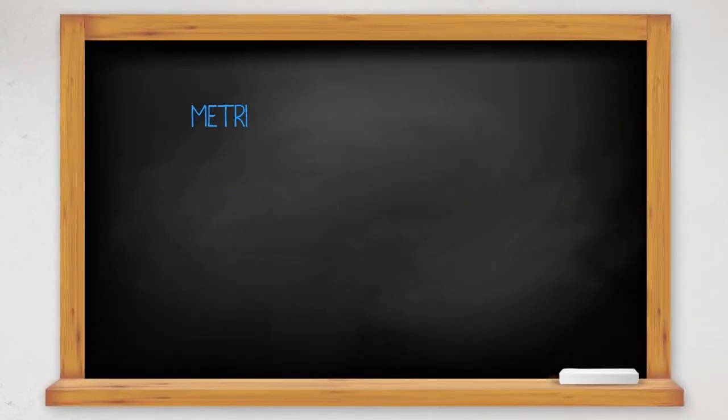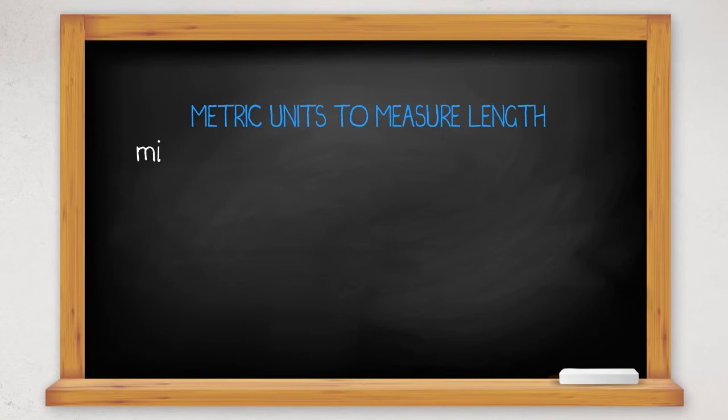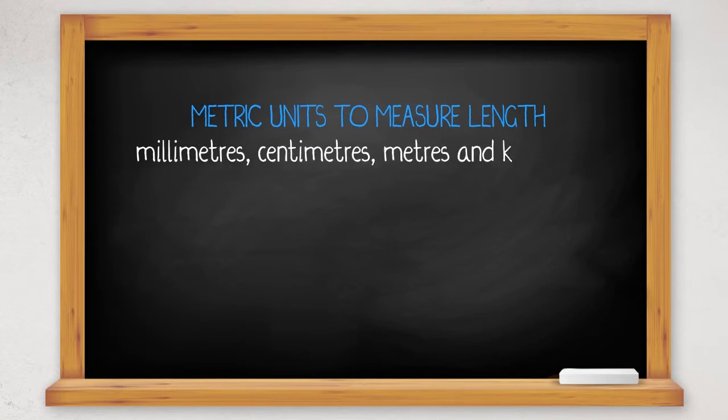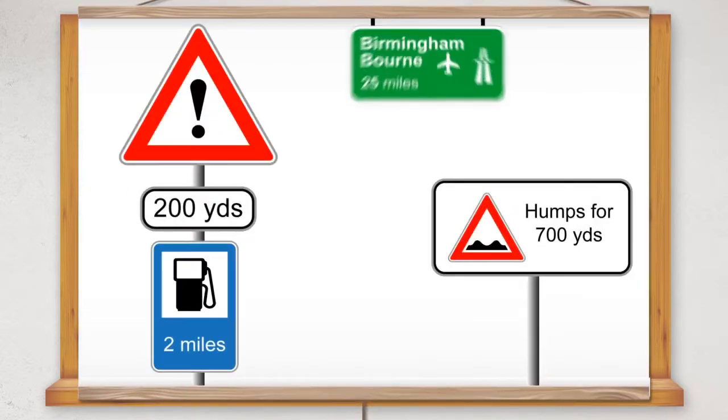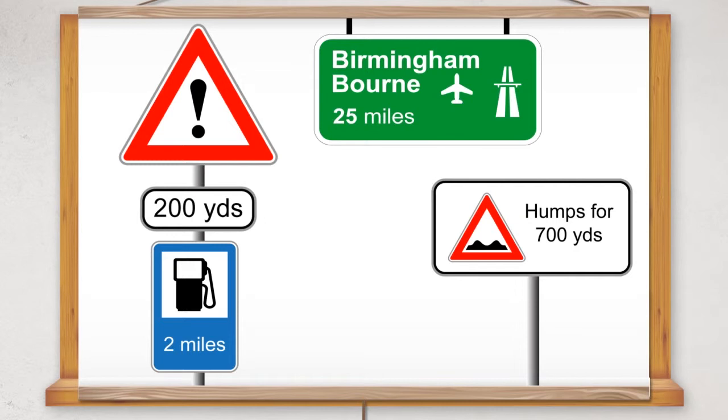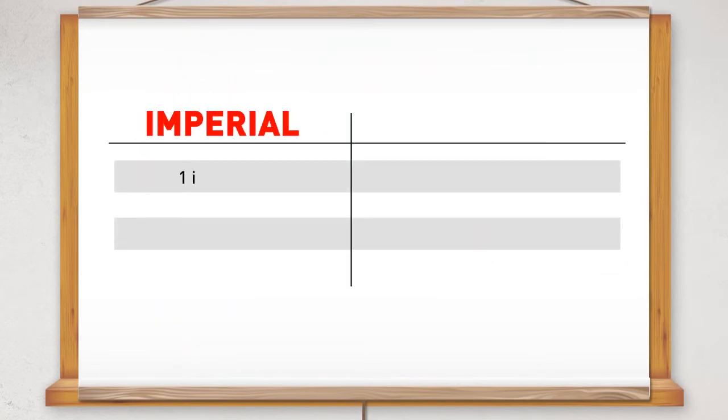In the UK, we use metric units to measure length, i.e. millimetres, centimetres, metres and kilometres. We also use non-metric measures called the imperial units. Imperial units are inches, feet, yards and miles. We often see imperial measures on road signs which still show information in yards and miles. Sometimes we need to change the measurements from imperial to metric units and vice versa.